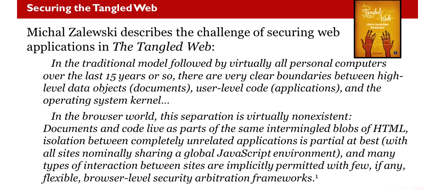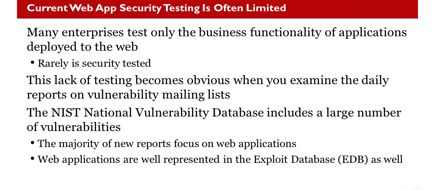Michael Zalewski is one of the smartest people I know. I don't know him, but I've read two of his books, Silence on the Wire and The Tangled Web, and they're easily top 10 InfoSec books of all time. He works for Google. He wrote p0f, Passive OS Fingerprinting, and American Fuzzy Lop, a fuzzer. And I like this point on the web.